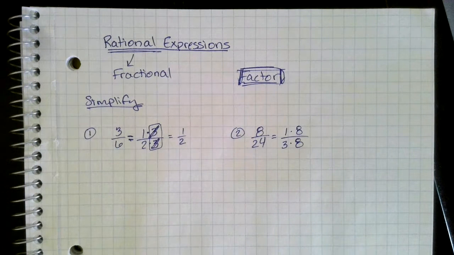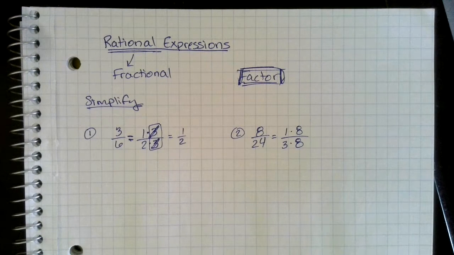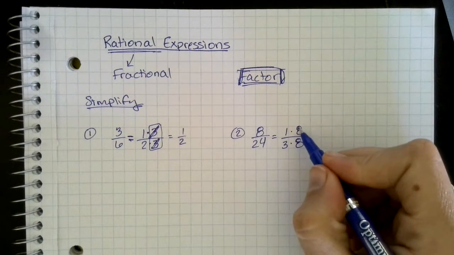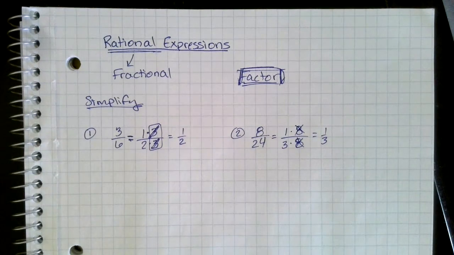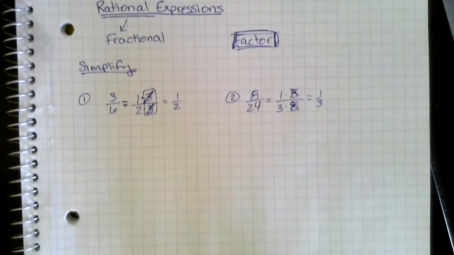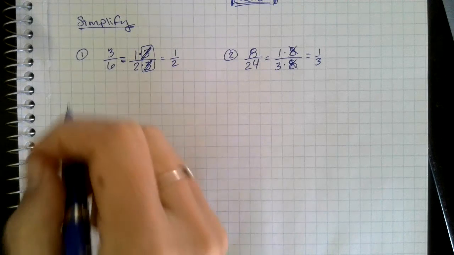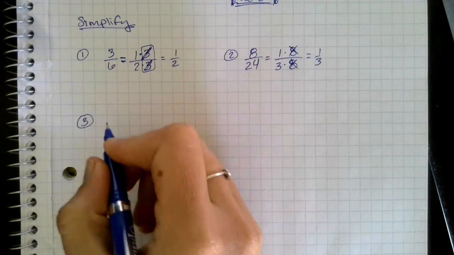So the whole idea is we're trying to factor so that we end up with things alike on the top and bottom, because the whole goal is once you have things alike, then you can cross them out, and you're left with a more simplified expression. Okay? So now let's start making these a little bit more complicated.